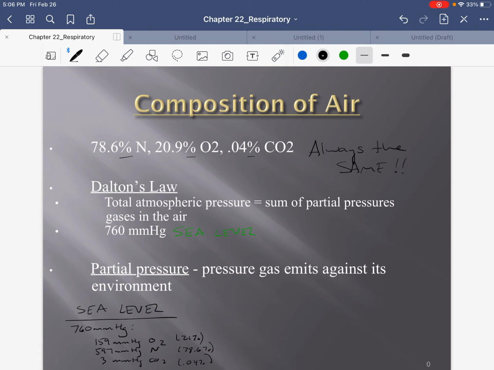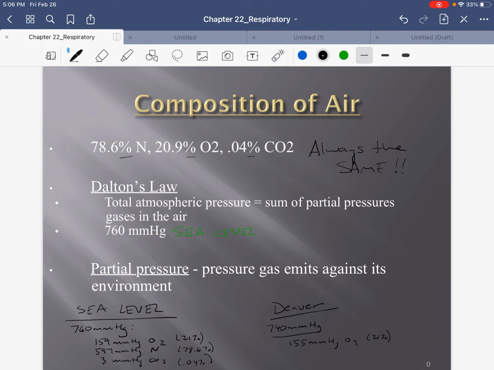Because what if I give you an example now in Denver? Now the total atmospheric pressure might be 740 millimeters of mercury. Well, how would that break down in Denver? Well, now I would just take 21% of 740. So now it'd be 155 of oxygen. So the amount of oxygen is less, but it is the same percentage overall. We just have a lower overall pressure.